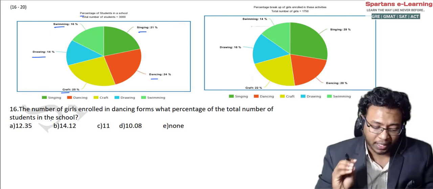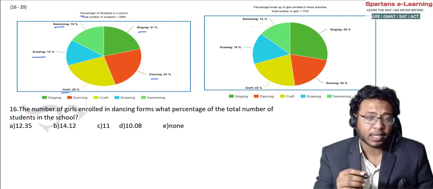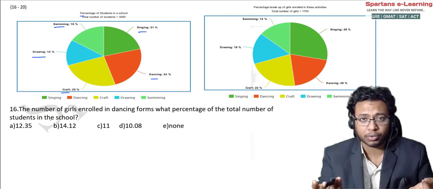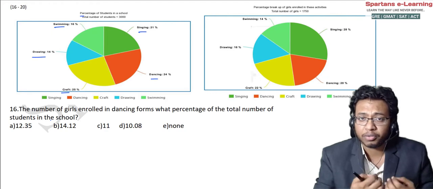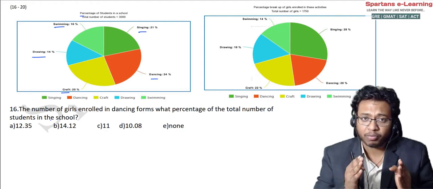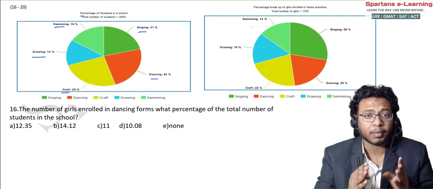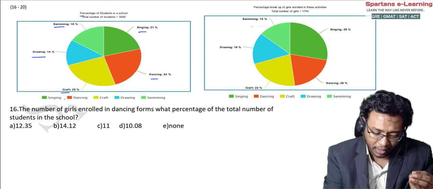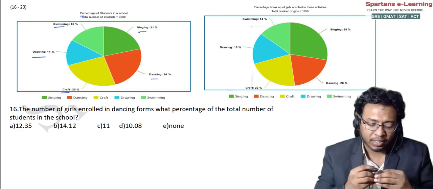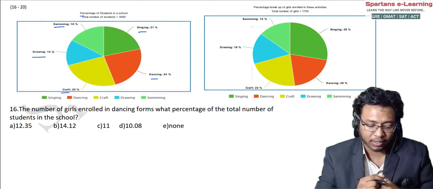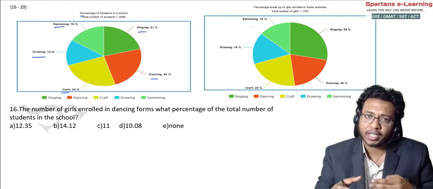A pie diagram can be segregated in terms of percentages, in terms of degrees, or in terms of actual values. Here it is segregated in terms of percentages, so the total will be 100%. You need not add and check all these things; even if you add them, it will give you 100%. Similarly, if it is segregated in terms of degrees, the total will be 360 degrees. Values can be any values.